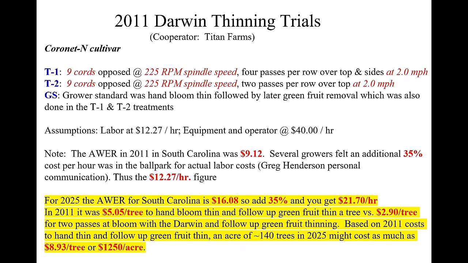So in 2011, it was $5 a tree to hand bloom thin and follow up with green fruit thinning, versus $2.90, or almost $3 a tree, using the Darwin. Based on these costs, to hand thin and follow up fruit thin, an acre of about 140 live trees might cost as much as almost $9 a tree, or $1,200 an acre, and that's a very high cost. So obviously, yesterday everyone heard what the cost is to do thinning.